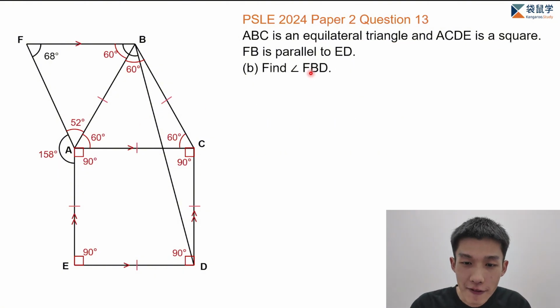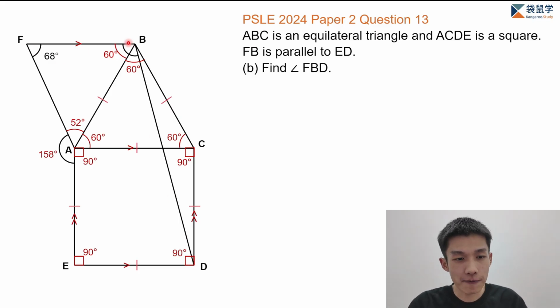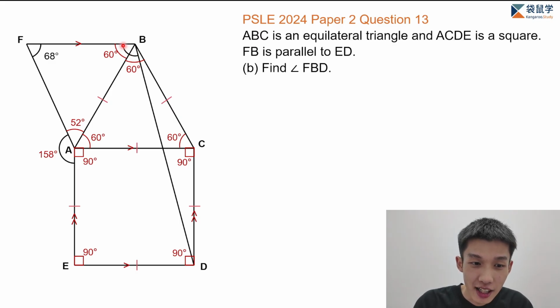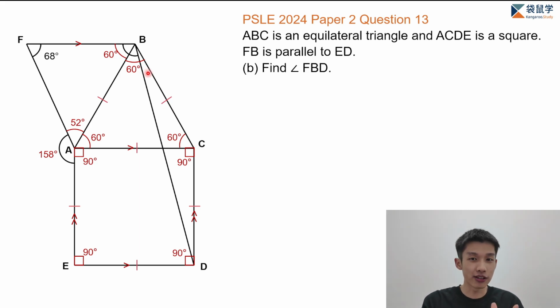Moving on to the second part, question part B. Find angle FBD. Let me take a look. FBD, this angle, is 60 plus 60 equals 120. Oh, what's wrong? It's actually this part, not including the small angle over here. So how much is this angle, DBC? This angle is inside which triangle? It's inside BDC.